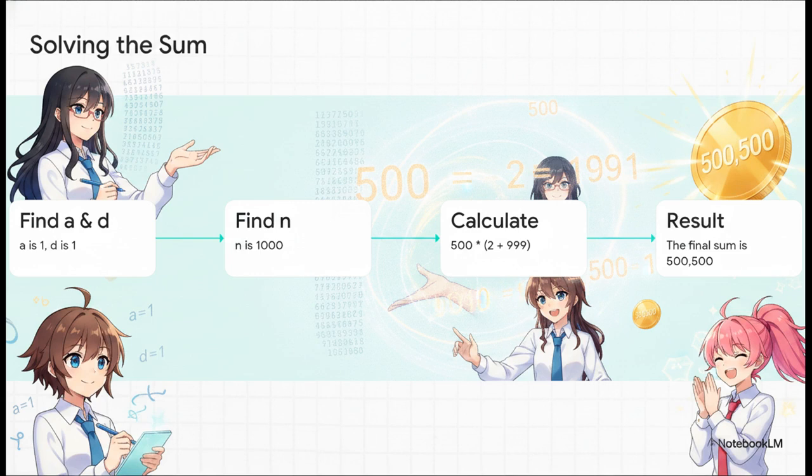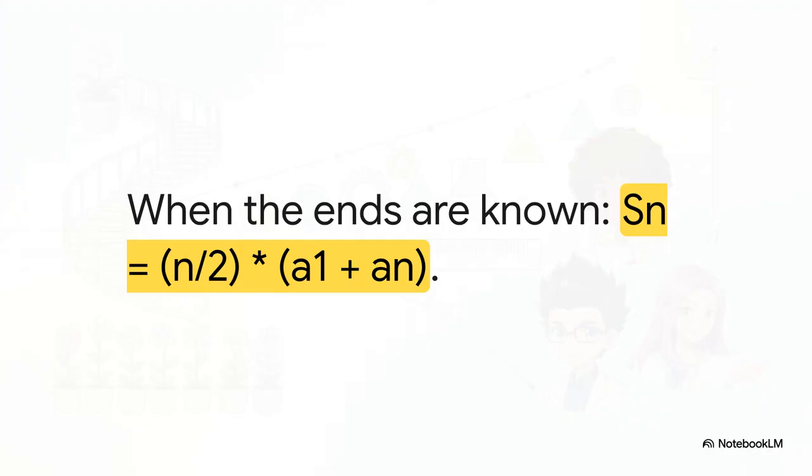No numb thumbs required. Now, as a quick aside, there is actually a second, slightly sleeker summation formula. Sn equals n divided by 2, multiplied by (a1 plus an). This works beautifully and honestly saves you even more time. But there's a catch. You can only use it when you already know both the very first term and the very last term of your sequence. If you have those, definitely use this.